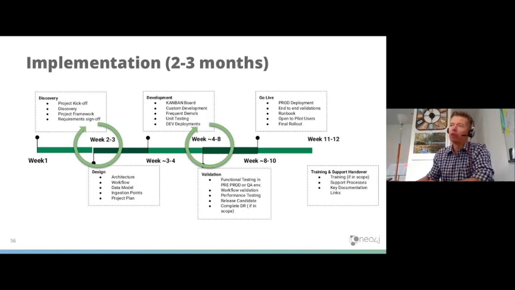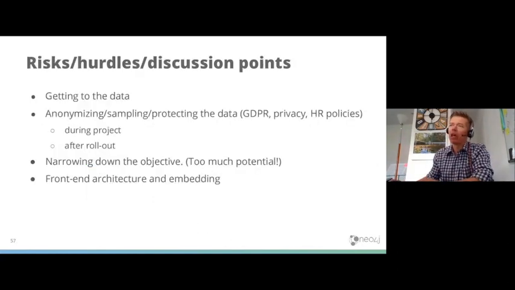What are key elements during implementation is first of all getting to the data. If you don't have the data, that is a challenge. And I see there are some questions about data extraction from various messenger tools. I'll see whether we can get to answering those. Once you have the data, you have to consider anonymization. You can anonymize, you can sample, but you have to protect the data. There are rules around GDPR, privacy, HR policies, which you need to respect during development time and after rollout.